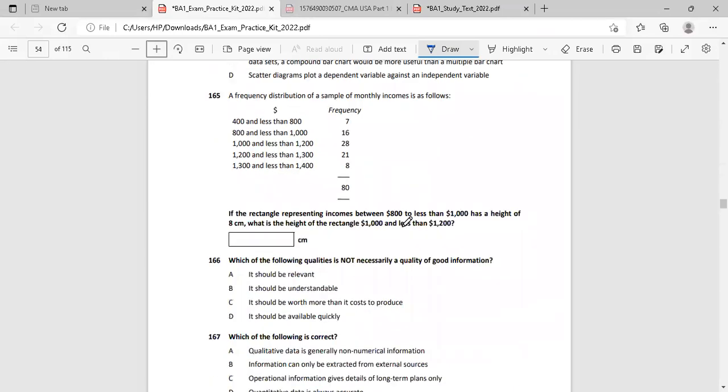A frequency distribution of a sample of monthly incomes is as follows. If the rectangle representing income between 800 to less than 1000 has a height of 8 centimeters, what is the height of the rectangle for 1000 and less than 1200?